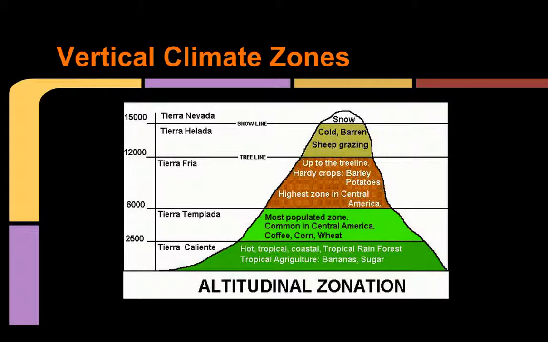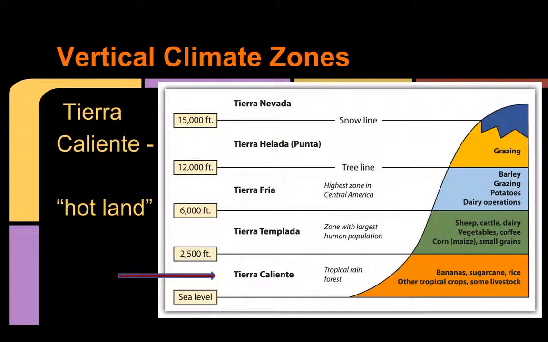And the last climate we're going to talk about are the vertical climates. Vertical climates happen based on your altitude. So the higher up you go, the colder it is. And we're actually only going to look at 3 because in Central and South America, it doesn't get up higher than that. So the first one is Tierra Caliente, which means hot land, and it is between sea level and 2,500 feet.